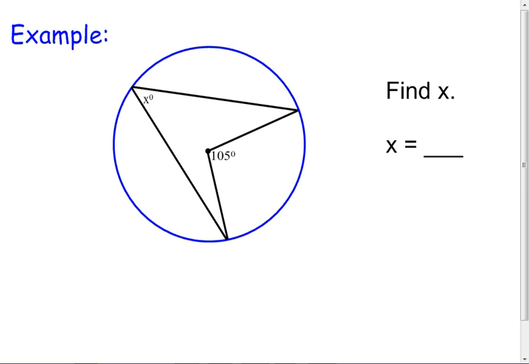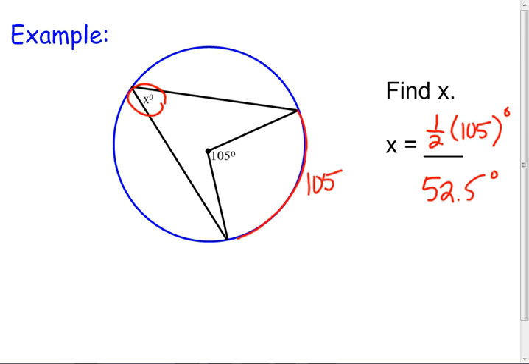So if you know the theorems, it's a lot easier. How big is this arc? 105. How big is this angle? It's half of it. 1/2 of 105. I'm okay with half of 105, or if you prefer 52.5, that works too. That's all there is. If the vertex is on the edge of the circle, then the measure of this angle is half of the arc.